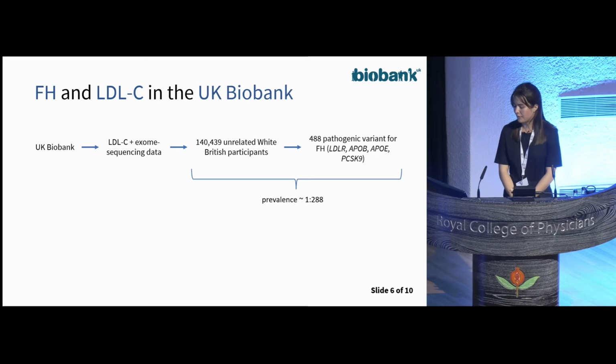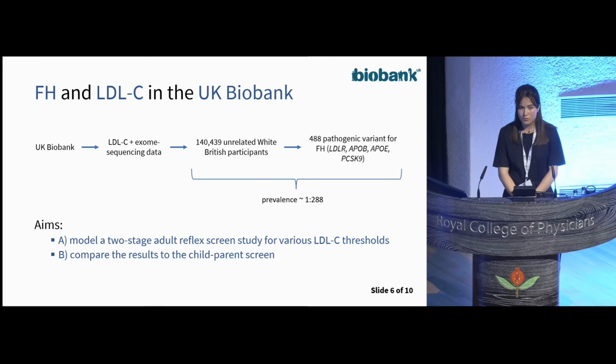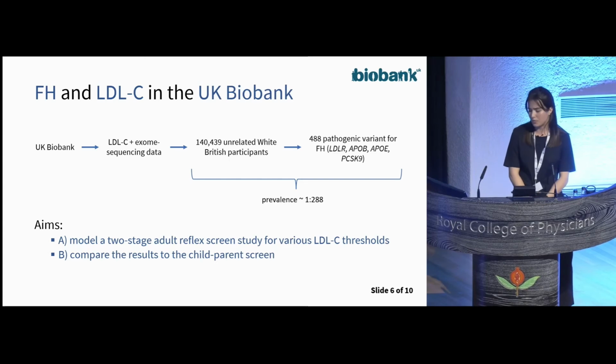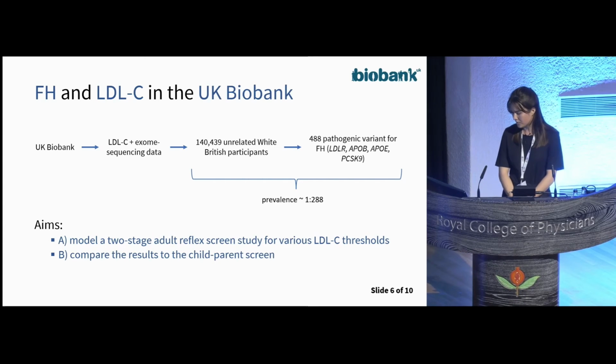So this equates to a prevalence of around 1 in 288 individuals, which is similar to the estimated population prevalence of FH, which is estimated to be between 1 in 250 to 1 in 300 individuals. So the two main aims of our study were first to model this two-stage adult screening strategy using various LDL cholesterol threshold values in stage 1, and then compare the results to the child-parent screen published by Wald et al.